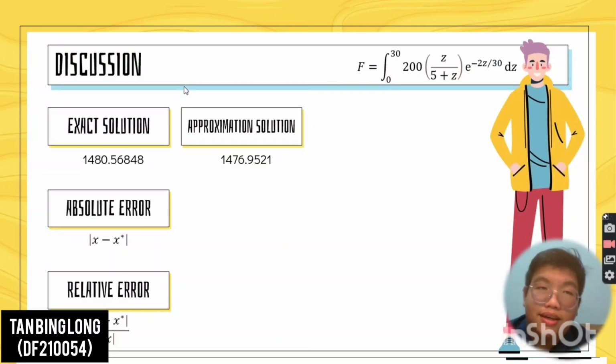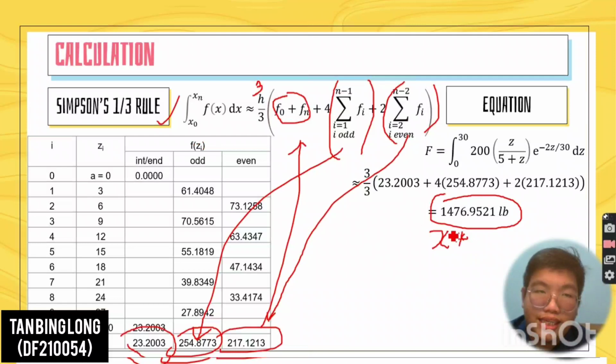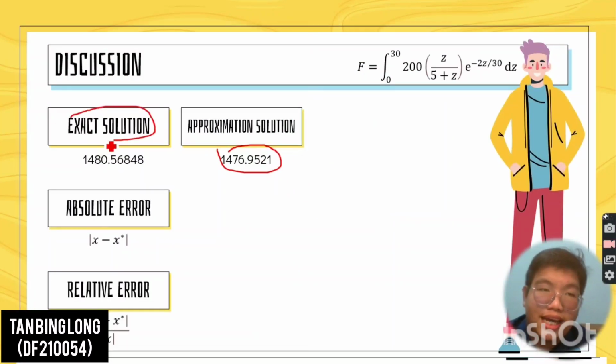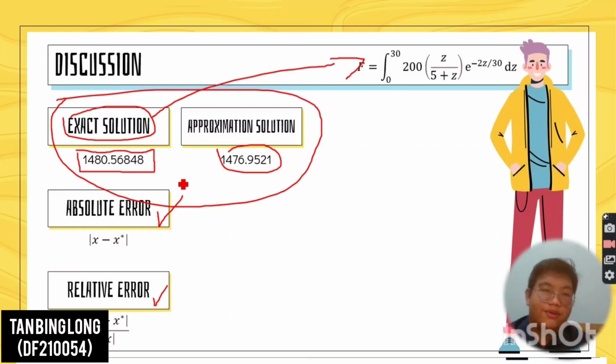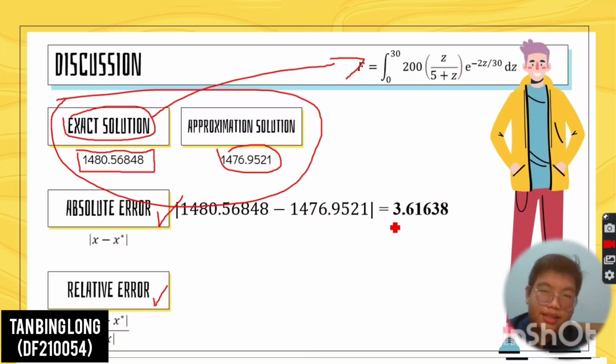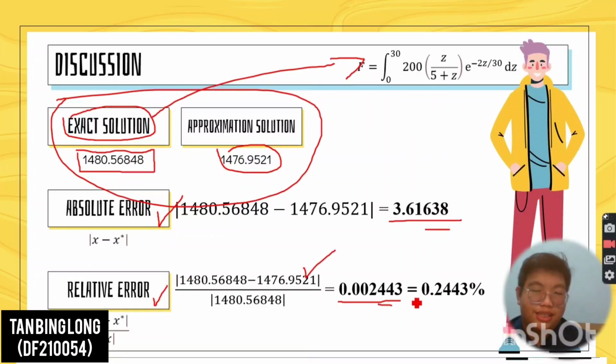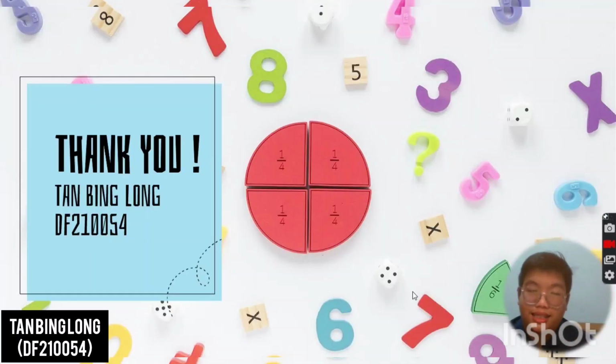So now we can discuss the value that we got. Here is the approximate solution that we got just now from Simpson's 1/3 rule. Then we can find the exact solution by entering this formula into the calculator. Then we will get this answer. We can find the absolute error and relative error through these two values. The absolute error is the exact minus the approximate, taken as an absolute value, so we will get this absolute error. For the relative error, we divide the absolute error by the absolute value of the exact solution like this. Then we will get this answer, which is equivalent to 0.2443% relative error. So this error is considered small, and our approximation through Simpson's 1/3 rule is really accurate. So I think that's all from me.